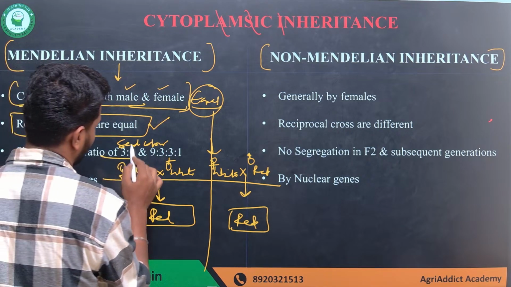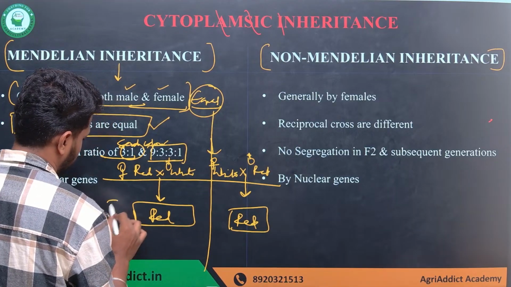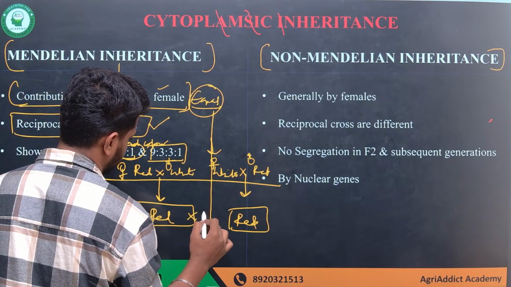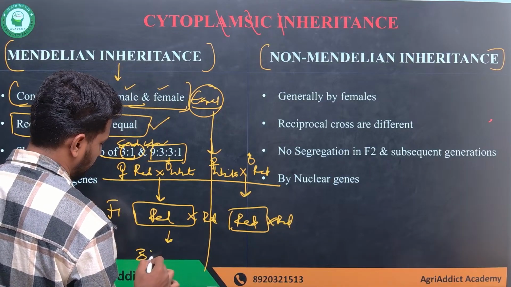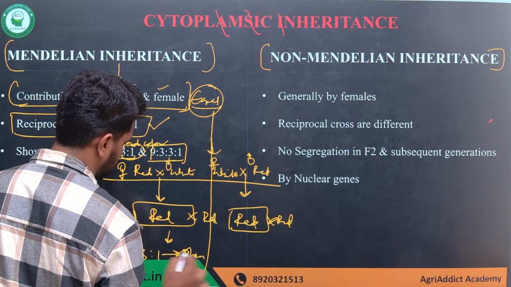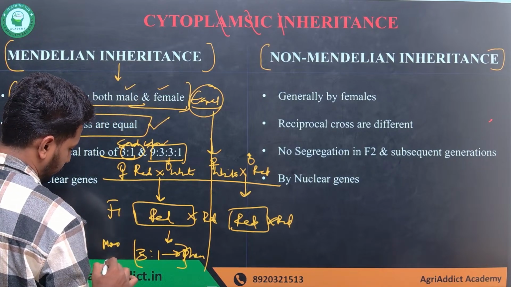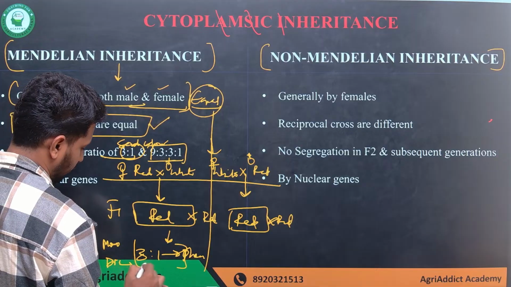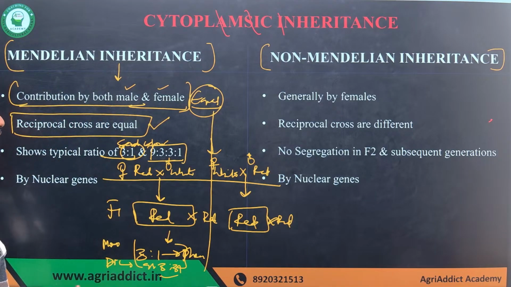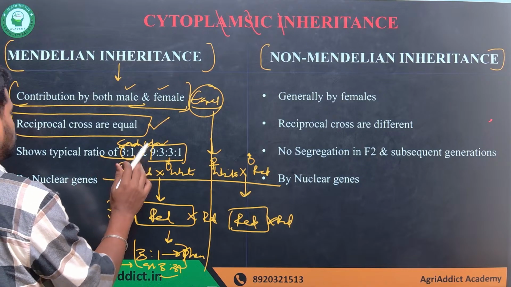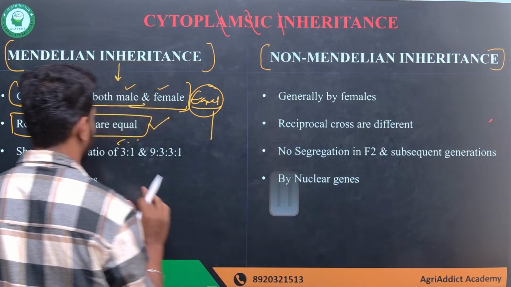Next, it shows the typical 3:1 ratio and 9:3:3:1 ratio in case of F2. If this is the F1 and it is selfed, it will show a typical F2 phenotypic segregation of 3:1 if it is monogenic, and if it is a dihybrid cross, then it will be 9:3:3:1. Okay, so this is what we have to remember.